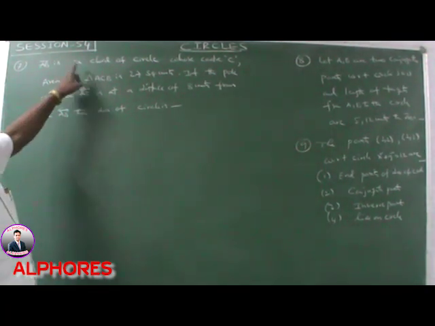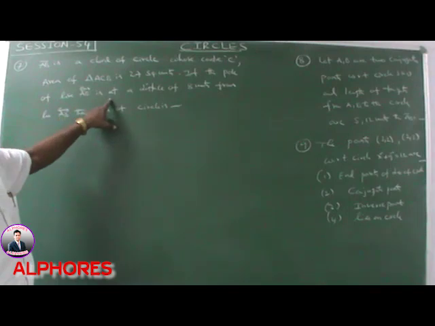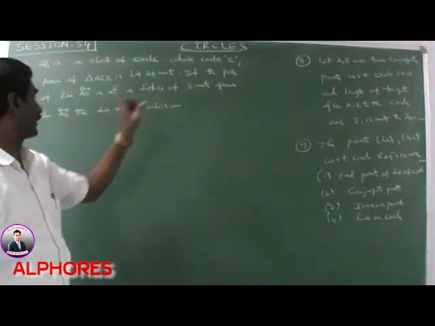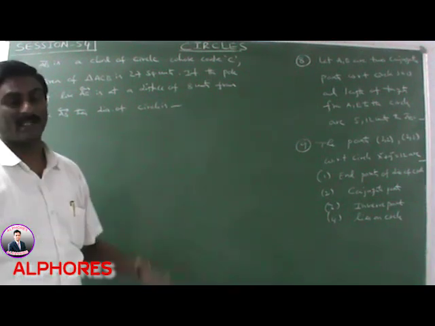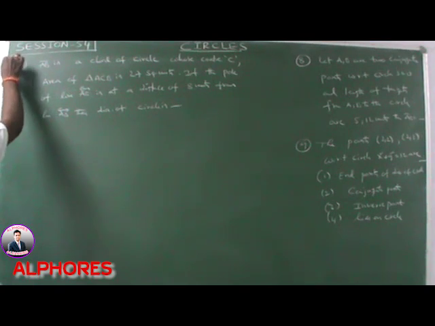Next, seventh one. AB is a chord of a circle whose center is C, and the area of triangle ACB is 27 square units. If the pole of the line AB is at a distance of 8 units from the line AB, then the diameter of the circle is dash. Very, very important.